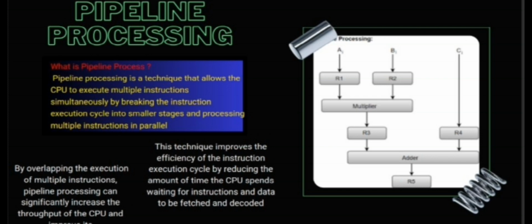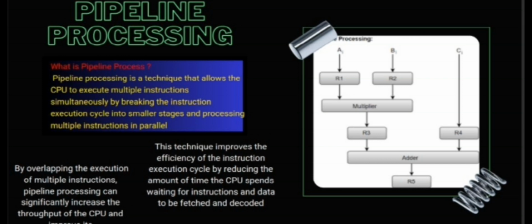Let's take an example of a chef cooking a meal. Instead of waiting for each dish to finish before starting the next one, the chef can begin cooking multiple dishes at the same time by dividing the task into smaller stages. This allows them to overlap the cooking process and complete the meal faster.